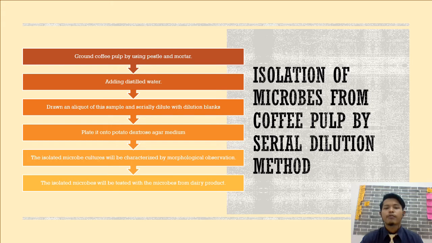Isolation of microbes from coffee pulp by the serial dilution method. Ground the coffee pulp using a pestle and mortar, then add distilled water. After that, take an aliquot of the sample and serially dilute with dilution blanks. Then, plate it onto potato dextrose agar medium, and the isolated microbial cultures will be characterized by morphological observation. The isolated microbes will be tested with the microbes from dairy products.